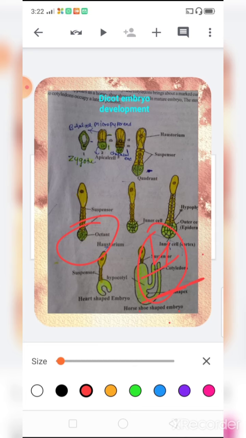Later on, periclinal division occurs in each of the octant cells and forms two layers, an outer layer and an inner layer. The cells of the outer layer form the dermatogen. The dermatogen takes further anticlinal divisions and develops the epidermis. The inner layer cells take longitudinal and transverse divisions and form the outer periblem region and the inner plerome region.